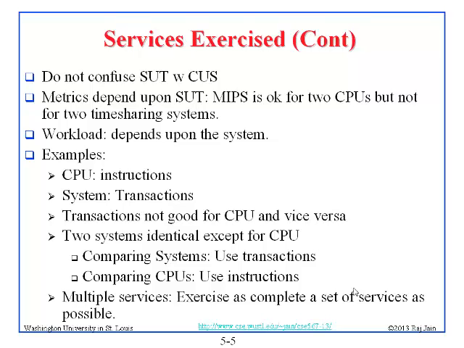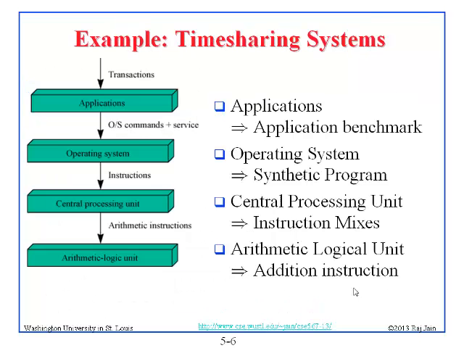Now, multiple services: exercise as complete a set of services as possible. So that's the thing, you cannot just compare your system on one service. Whatever it does, say for example we talked about read and write. If you have a simple disk, you need to know both the read speed and the write speed at a minimum, right? Then you might go for reliability, energy consumption and other things. So you have to make it as complete as possible. All right. So that is one.